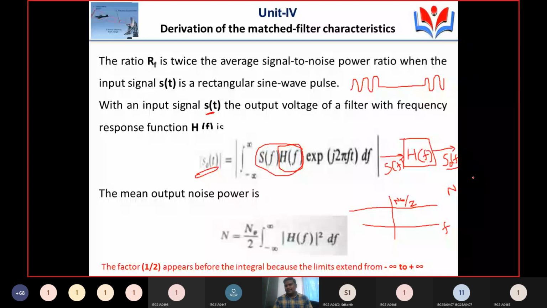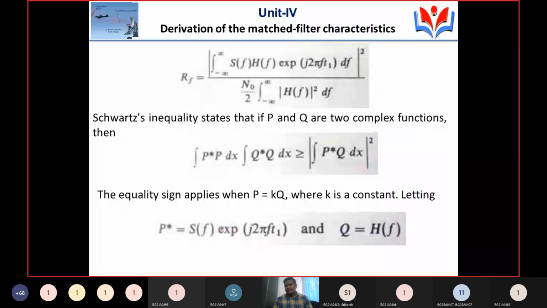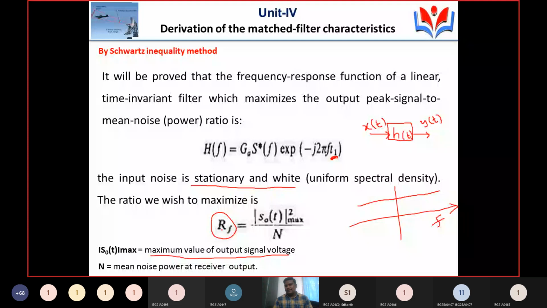Now we have to write again the RF. What is RF? Modulus of s0(t) whole square, maximum, divided by n. So we are going to substitute these two results here. RF equals modulus of integral from minus infinity to infinity of S(f) H(f) e^(j2πf t1) df, whole square, divided by N0 by 2 times the integral from minus infinity to infinity of modulus of H(f) whole square df.